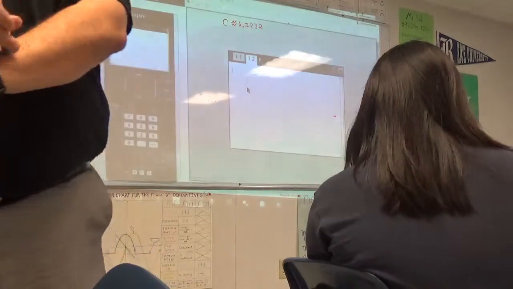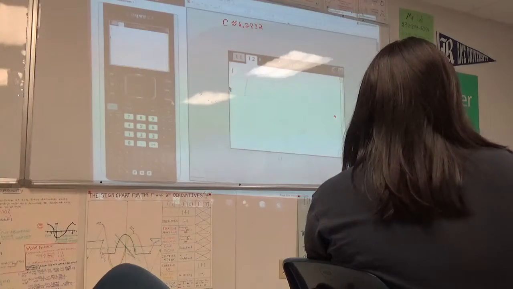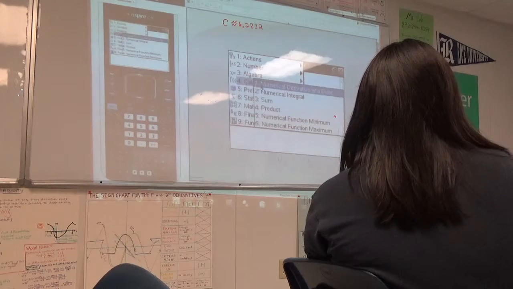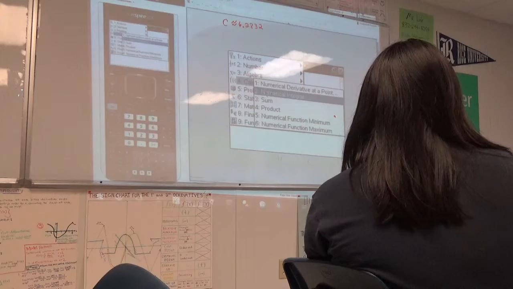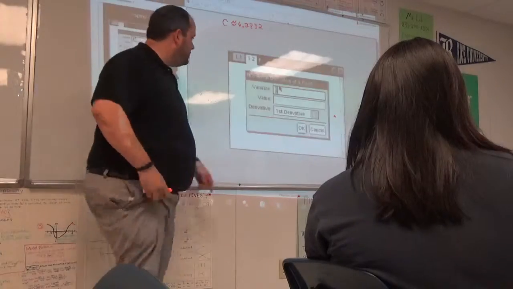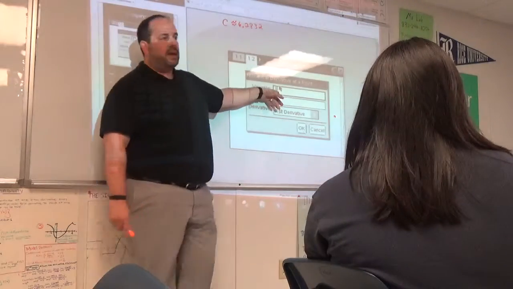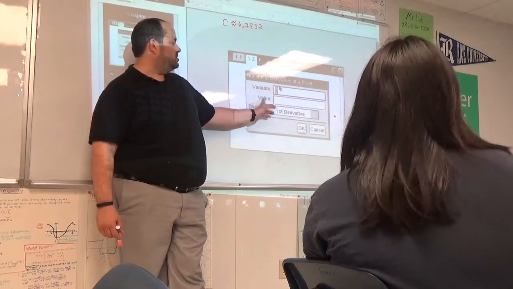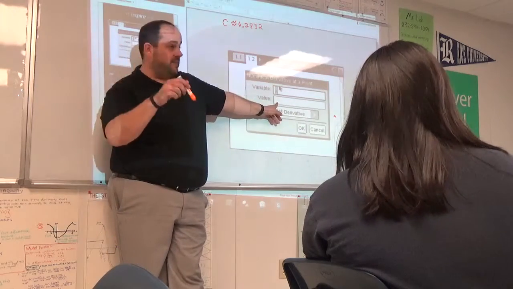Hit menu. So menu, where are you going to go? Calculus. What are we going to do? Numerical derivative. So do that. It says the variable, like our function is a function in terms of x. It asks you for the value. Where do we want to find the derivative?